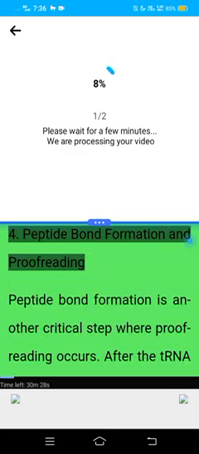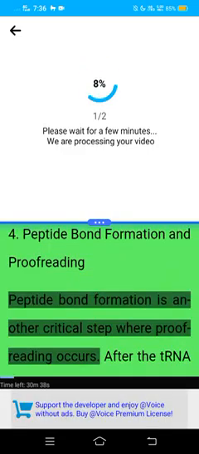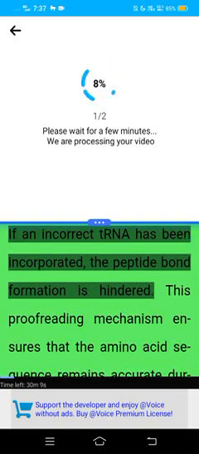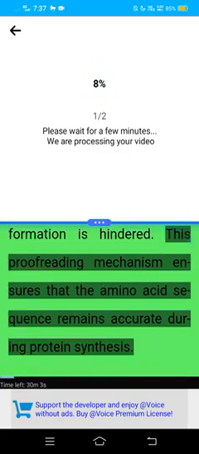Proofreading by elongation factors. This GTP hydrolysis-based proofreading ensures that only the correct tRNA is incorporated into the growing protein chain. 4. Peptide bond formation and proofreading. Peptide bond formation is another critical step where proofreading occurs. After the tRNA is positioned correctly in the ribosome, the peptidyl transferase center catalyzes the formation of a peptide bond between the growing polypeptide chain and the new amino acid. If an incorrect tRNA has been incorporated, the peptide bond formation is hindered. This proofreading mechanism ensures that the amino acid sequence remains accurate during protein synthesis.